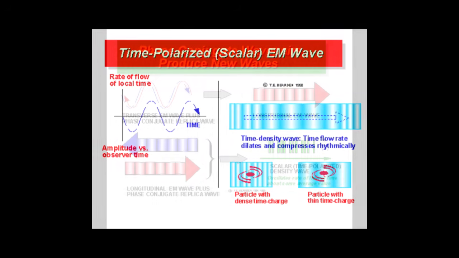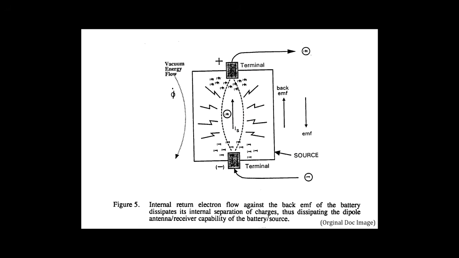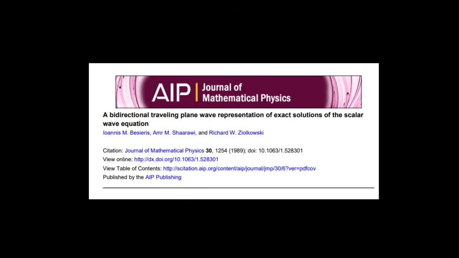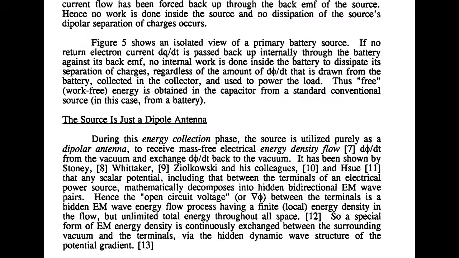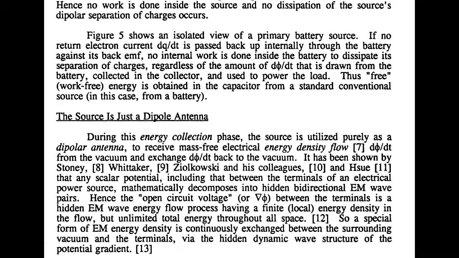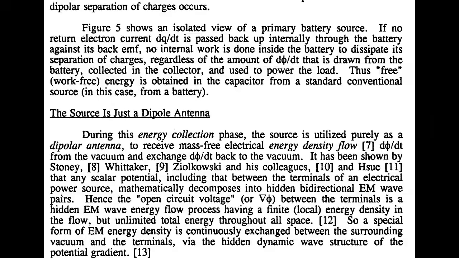Hence, the open circuit voltage, or del φ, between the terminals is a hidden EM wave energy flow process having a finite local energy density in the flow, but unlimited total energy throughout all space. So, a special form of EM energy density is continuously exchanged between the surrounding vacuum and the terminals via the hidden dynamic wave structure of the potential gradient.